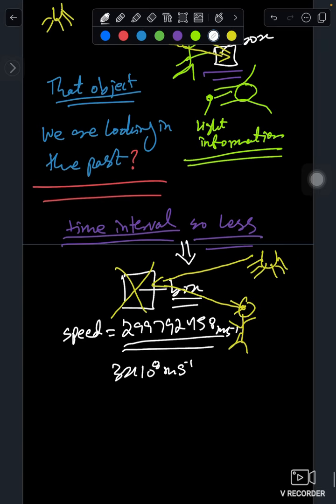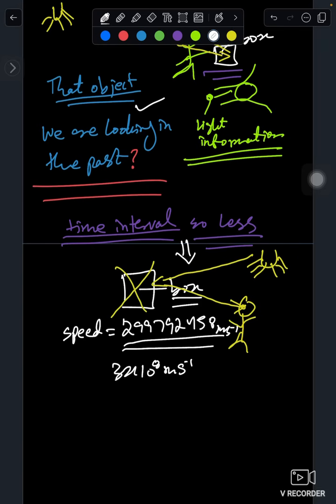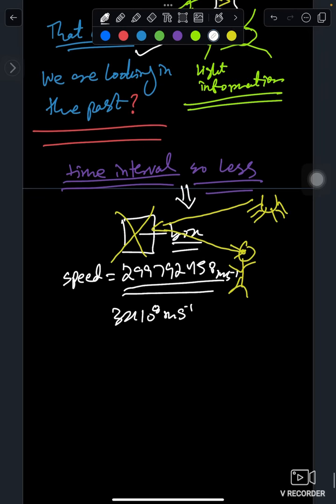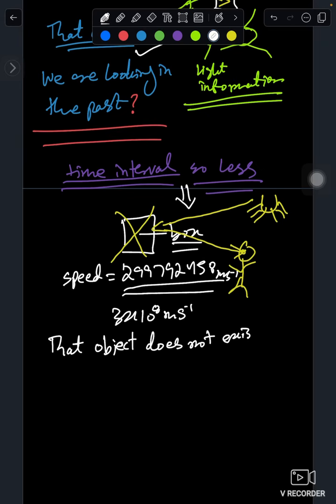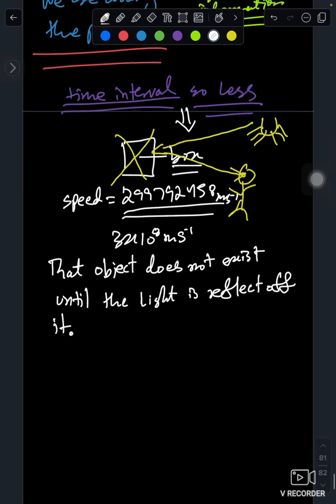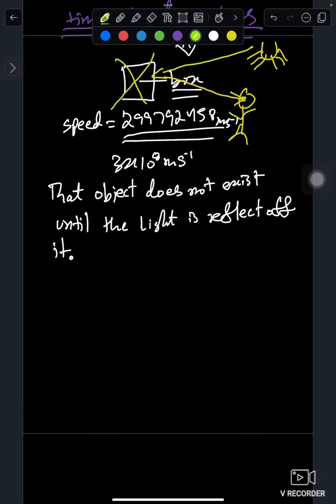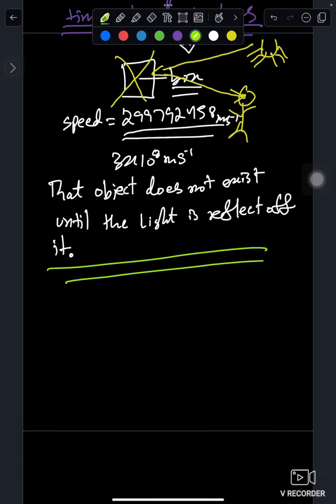So the statement that we are looking at the past is correct, because until the light reflects off that object, we will not be able to see it. So we can say that an object, whether it's an object or a human, does not exist until the light is reflected off of it. Okay, so this is one point.